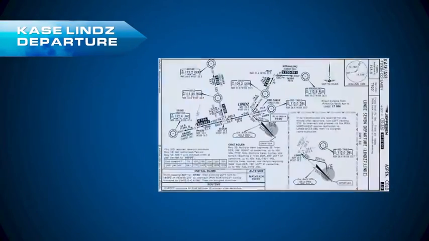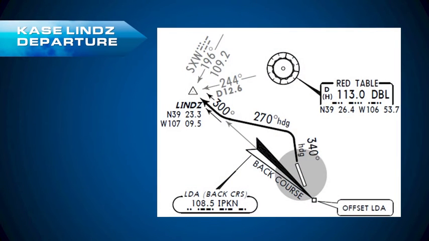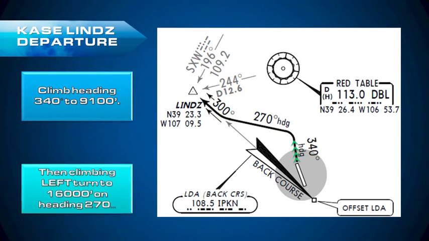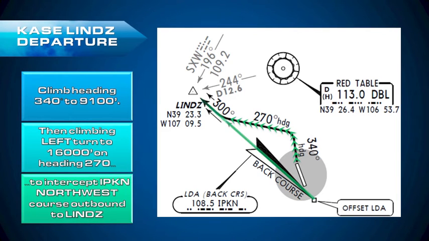Here's the LINS departure. We're going to zoom in and break down the departure in 3 different pieces. So the first piece is fly a heading of 340 to 9,100 feet. Then, upon reaching 9,100, we turn left heading 270. We continue the climb to 16,000, and we intercept the I-Pitkin northwest course outbound to LINS. At LINS, we'll pick up the Victor Airway and track it towards the Junction VOR.